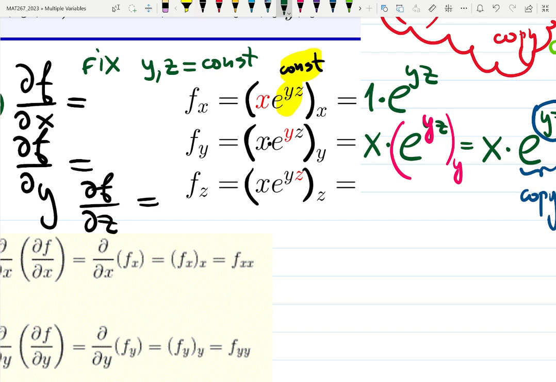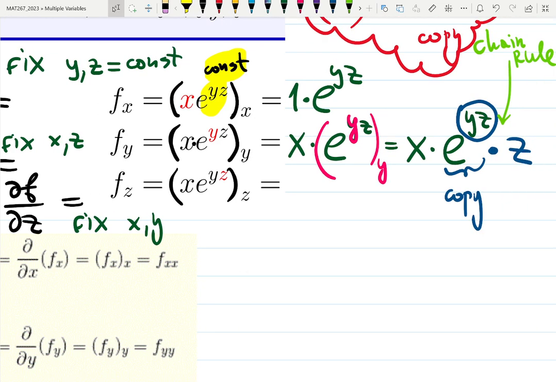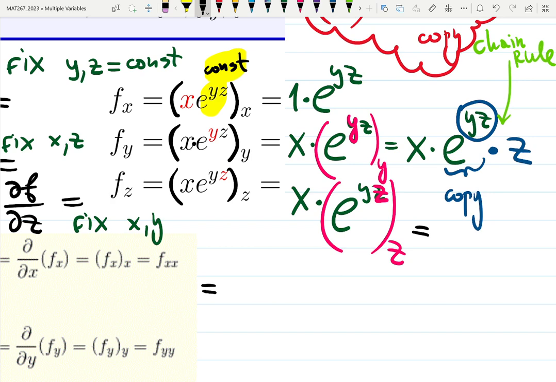In the previous one we fixed x and z. Now z is a variable, so I'm fixing everything else, x and y. x, y are constants. If your brain doesn't like it, put some 100 in x and y. Equals x, we're copying it again. Now I'm taking the derivative. Let me write it down. e to the yz, the same thing, but with respect to z. So now I know z is a variable, y is a constant. The beginning is the same.